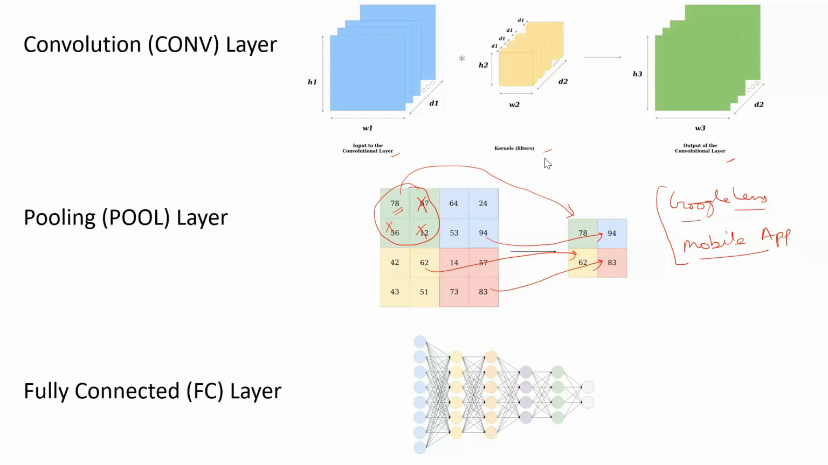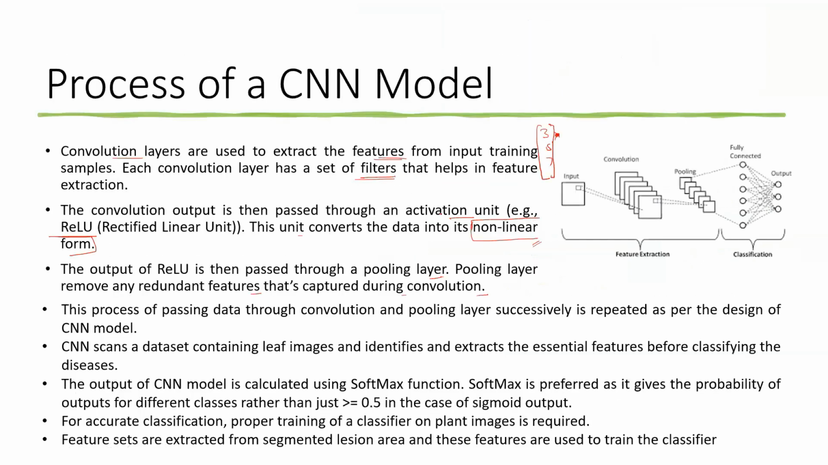Just a minute. So this is basically removing redundant features. What features are you going to remove? That is the meaning of the pooling layer. So we are pooling the higher values only, and we are ignoring the lower values.